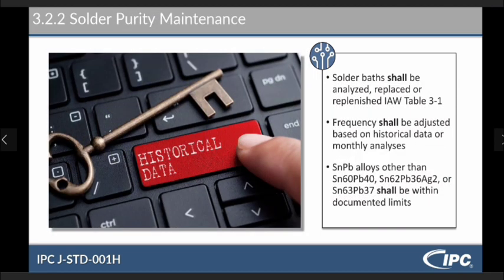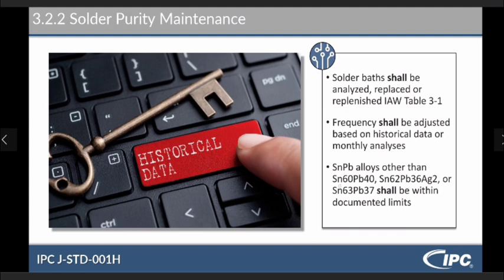Solder baths, so solder purity maintenance. We're in 3.2.2. We're at the bottom of this first page here of Chapter 3. The solder baths shall be analyzed, replaced, or replenished in accordance with Table 3.1. Frequency shall be adjusted based on historical data or monthly analyses. And tin-lead alloys other than 6040, 6236 with 2% silver, or 6337 shall be within documented limits.